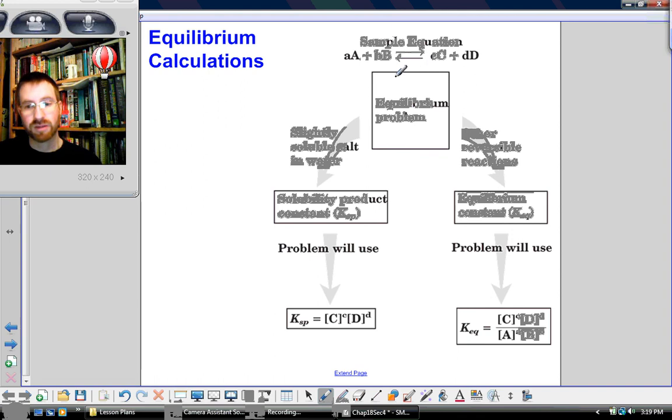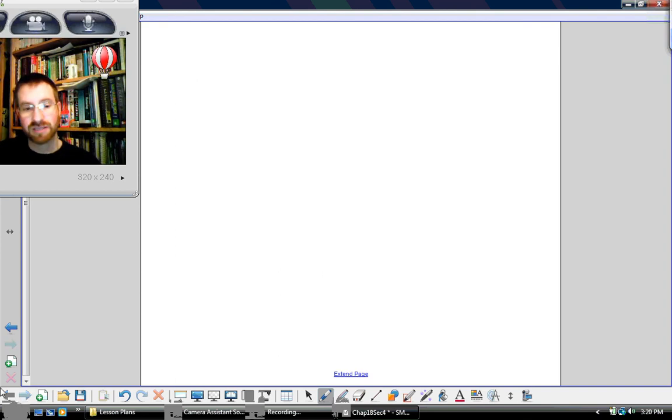Just sort of a brief highlight of our equilibrium calculations. If it's slightly soluble, we can use the solubility product constant, KSP, and for reversible reactions, we can use the equilibrium constant, KEQ, and in reality, they're pretty much the same system.